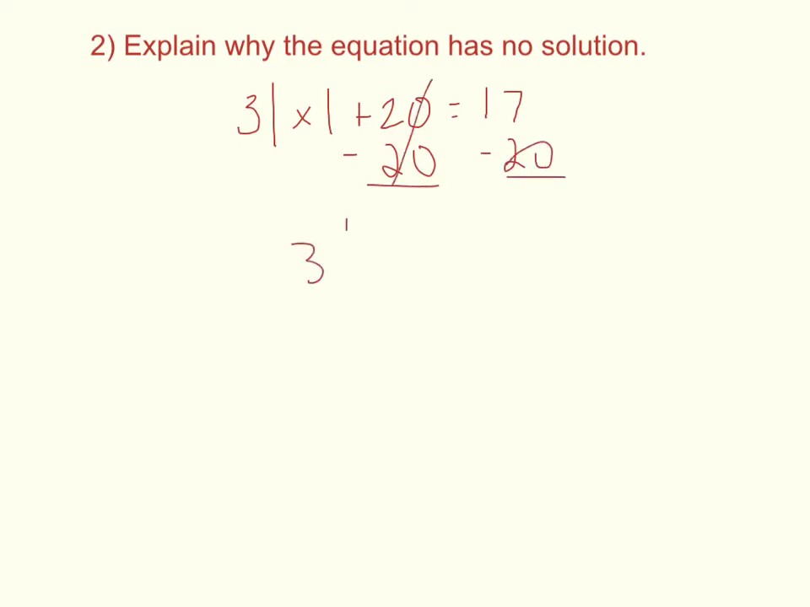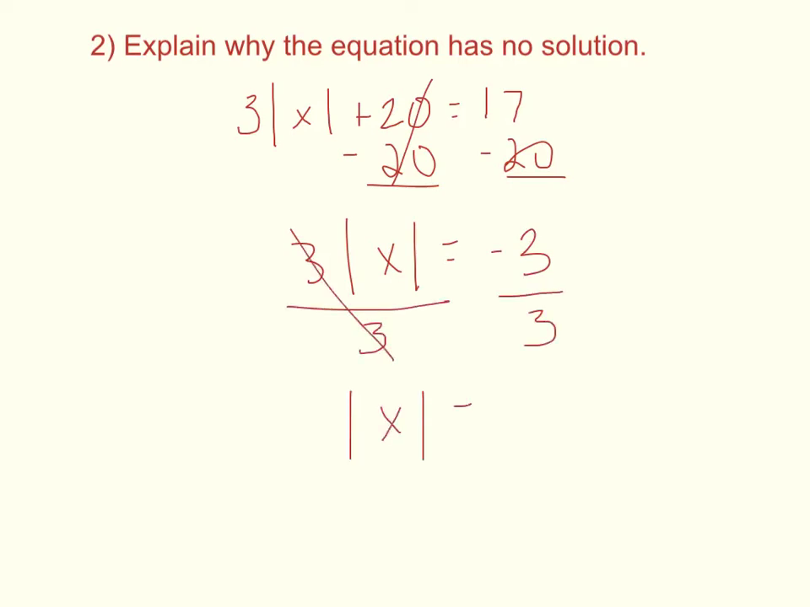So we have 3 times the absolute value of x equals negative 3. Divide both sides by 3. So the absolute value of x equals negative 1. Can the absolute value of x equal a negative 1? No, like we were just saying, the absolute value can't be negative.